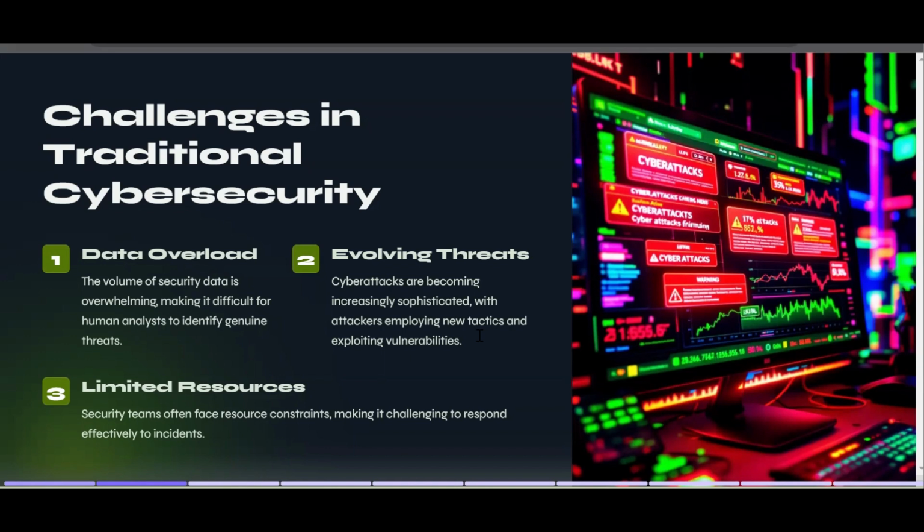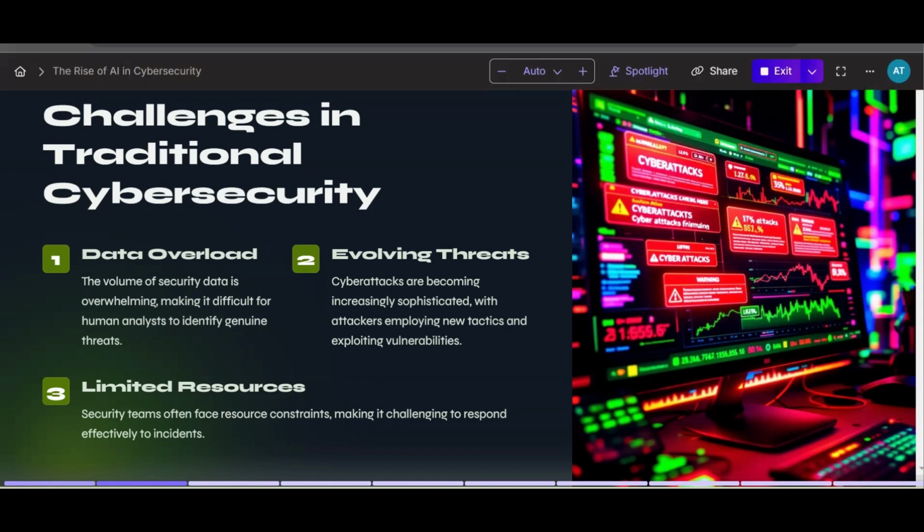So we need to bring in AI. There is a need to bring in AI, integration of AI automation in cybersecurity, to combat these challenges or to combat the complex threats.